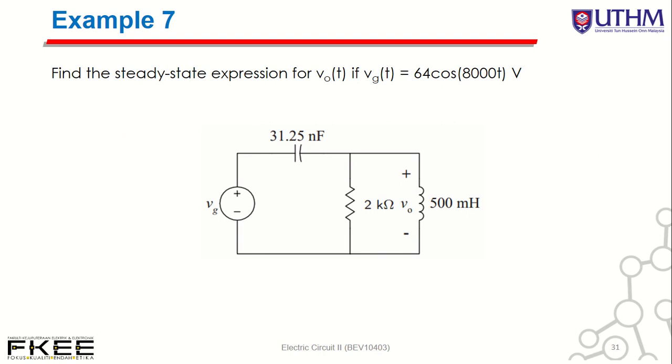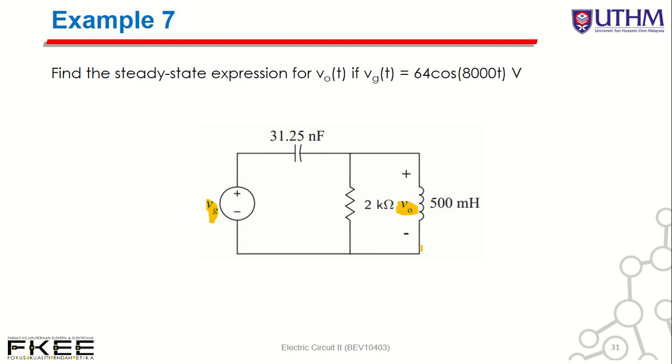Okay, so next, example 7. Find the steady state expression for V0. Where is V0? It is the voltage across L, for example, if VG, the generator, VGT equals this one. Find the voltage across V0. Can you determine the voltage across V0?